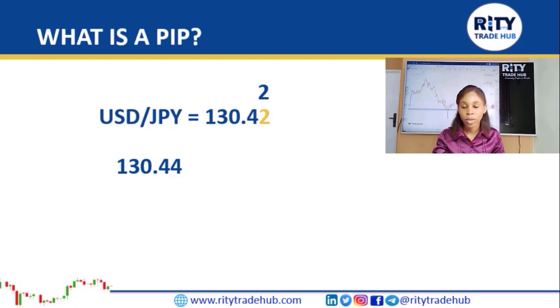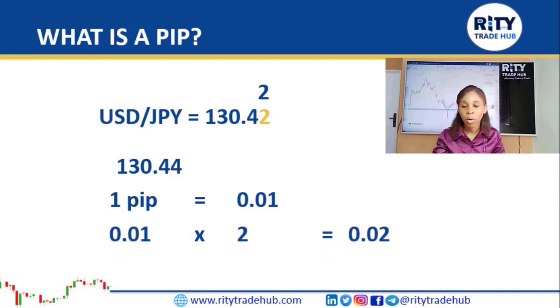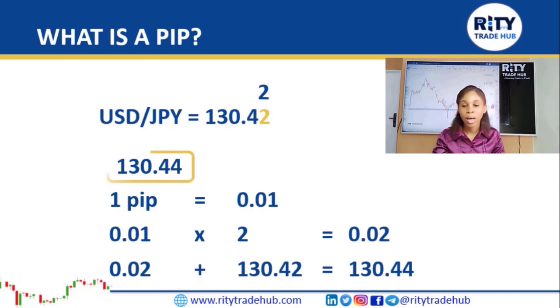Let's go to the long method. You should take note that for JPY pairs, 1 pip is equal to 0.01, no longer 0.0001 like we saw for other general pairs. So let's use the long method to solve the example here. Since it's made a move of 2 pips, we have 0.01 multiplied by 2 pips, which is equal to 0.02. Adding 0.02 to the original figure, we have 0.02 plus 130.42, which is equal to 130.44. Same answer as above.